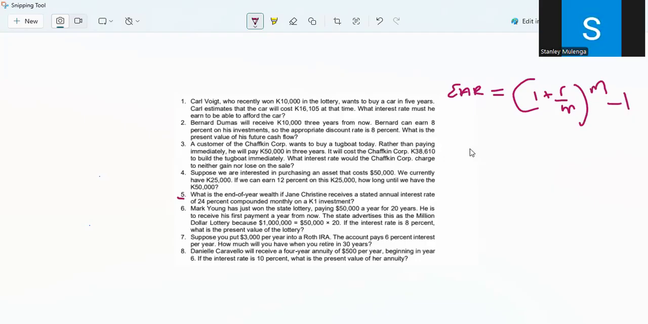Okay, and what are we given? So we're given the rate of 24%. Then we're also given the M. It's saying compounded monthly. So it will be 12 months, I guess. 12 minus 1. Okay. So what are we getting?